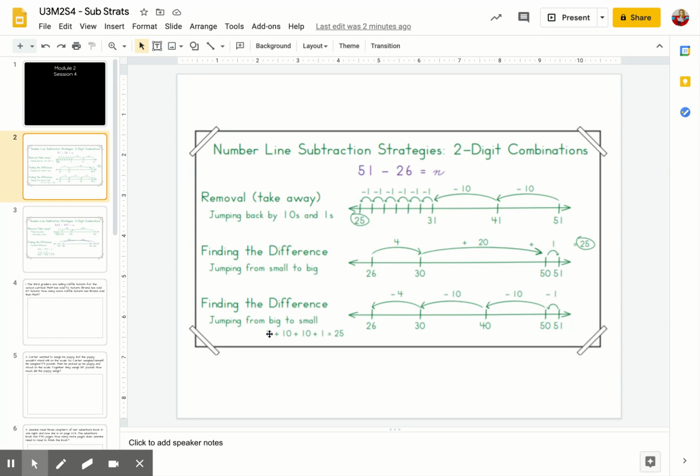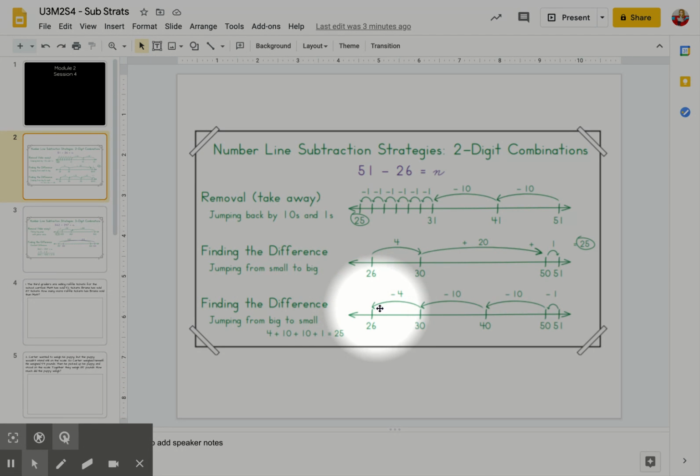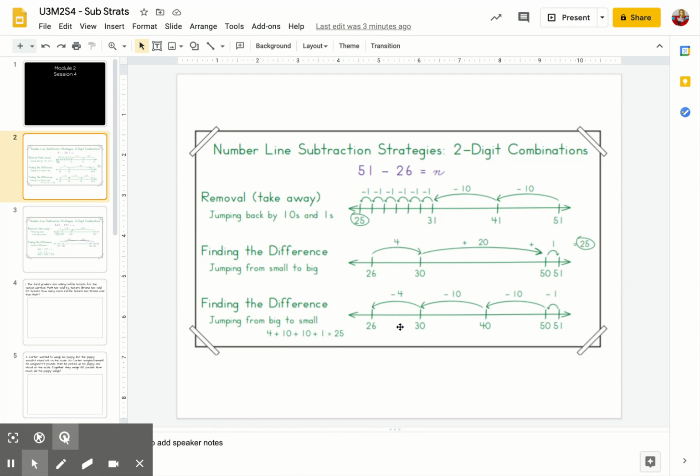Finding the difference. Another way to do this, jumping from big to small. So hopping back, you're taking 1 away from the 51, then you're taking your friendly numbers away, and then you're hopping down. The answer to this problem is on the top, right? That's the gap. These numbers, 1, 4 plus 10 plus 10 plus 1. So make sure that you can identify where the answer is on your number line. In 2 cases, it's on the top, and in 1 case, it's on the bottom. When you hop back this number, your answer's on the bottom.